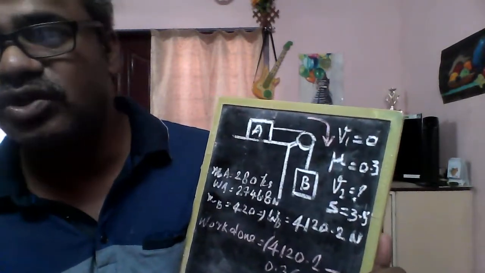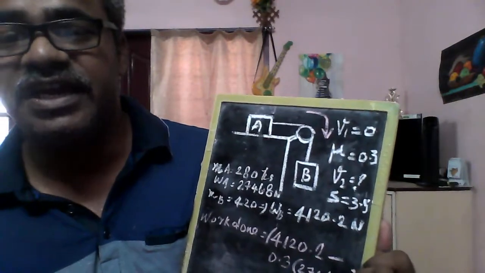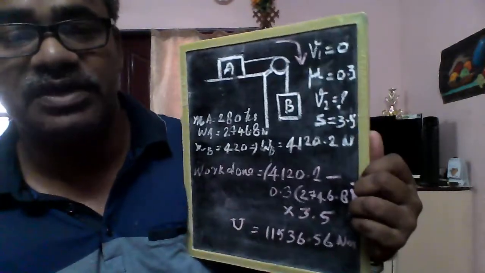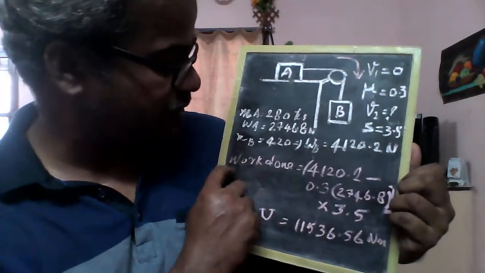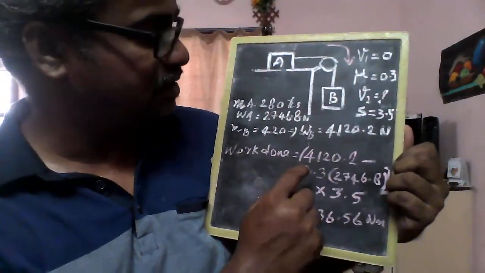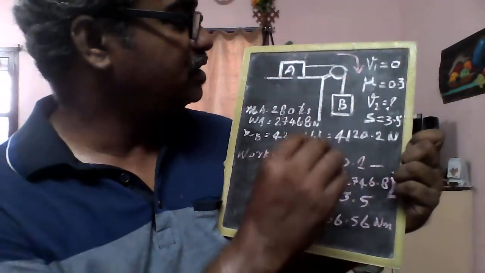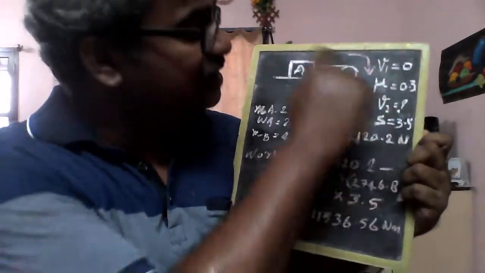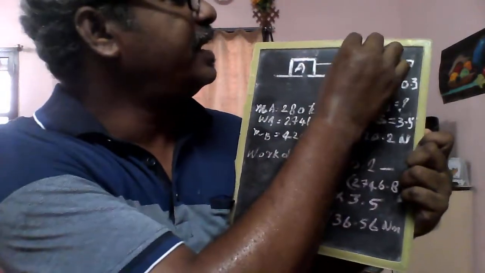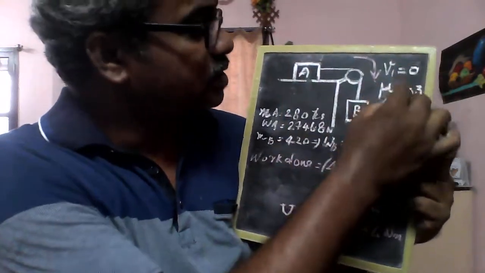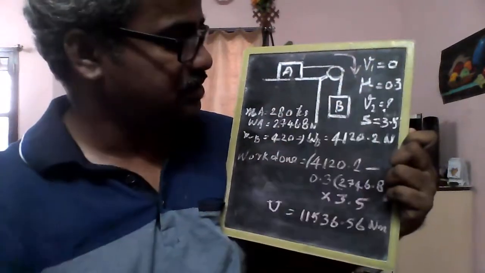The work done is equal to the change in kinetic energy, and you have to use that as an equation. First of all, you have to find the work done. Work done is nothing but the force acting in the movement direction. The bodies A and B are moving like this.